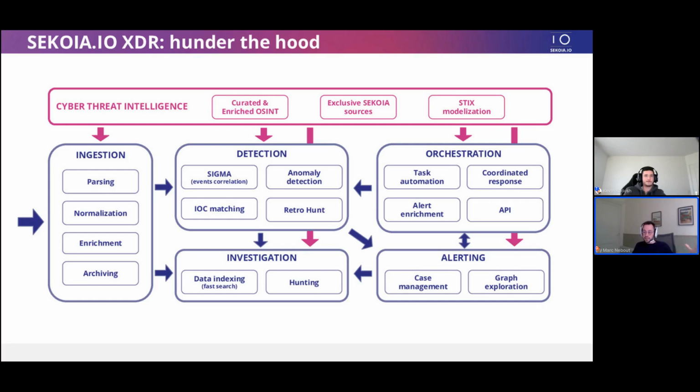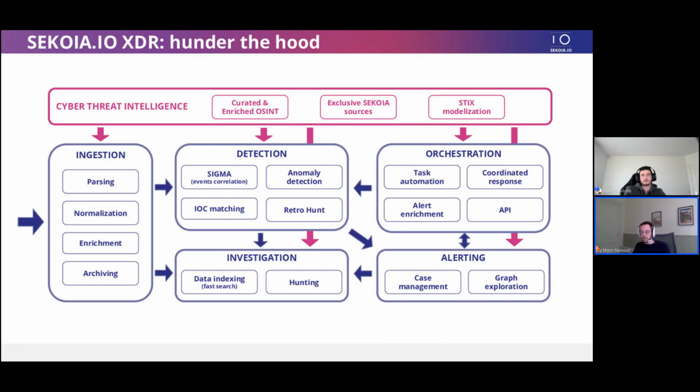Thanks to the ingestion, we can do some detection. So in the middle, once the data is available, the platform analyzes and detects any suspicious behavior. So as I said, we provide our customers Sigma rules, but clients can also write their own, and we can do some anomaly detection also. The detection will trigger some alerts.